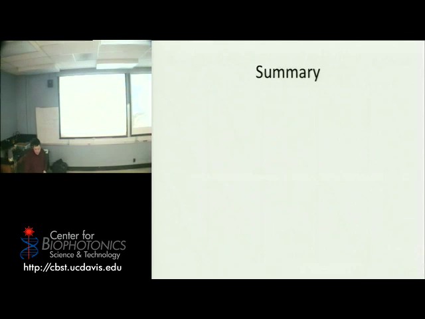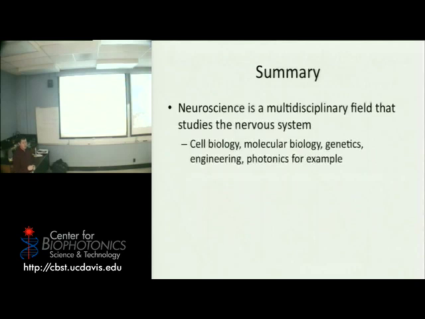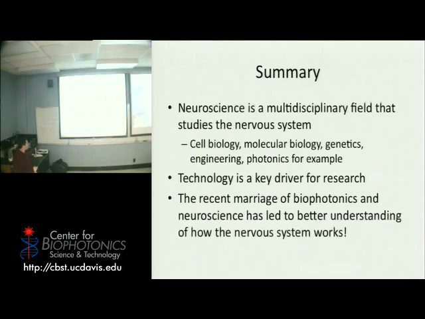So in summary at this point, neuroscience is a very multidisciplinary field, right? We do everything from cell biology, molecular biology, genetics, engineering, photonics, which I think makes it very exciting. I think the other key, as you saw from all my what-if examples, is that technology is a key driver for the research we do. And biophotonics is actually the current hot technology that many neuroscientists are using across the country. And I'd say that the recent marriage of biophotonics and neuroscience has led us to a much better understanding of how the nervous system works.